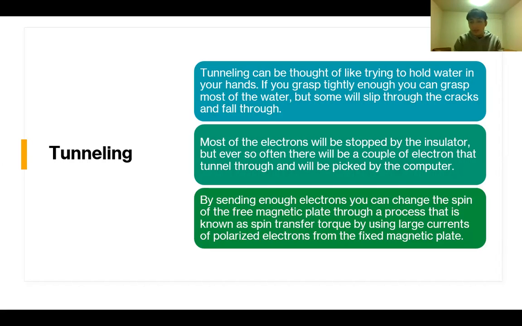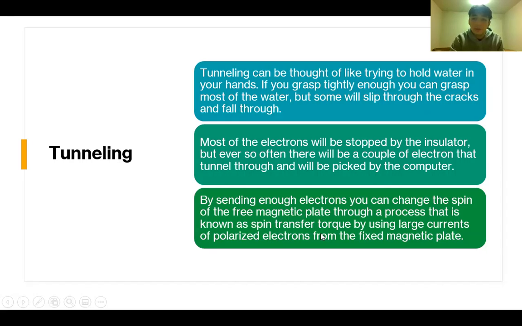Like I said, some of the electrons will go through the insulator and hit that next plate. Whenever it hits that plate, all of the electrons are going to match the same spin as the one that's going through, and it's going to change the spin if it wasn't already parallel. And then if you wanted to change it back again, all you had to do is introduce a strong enough magnetic field and it'll change it back to its original spin that was opposing it.